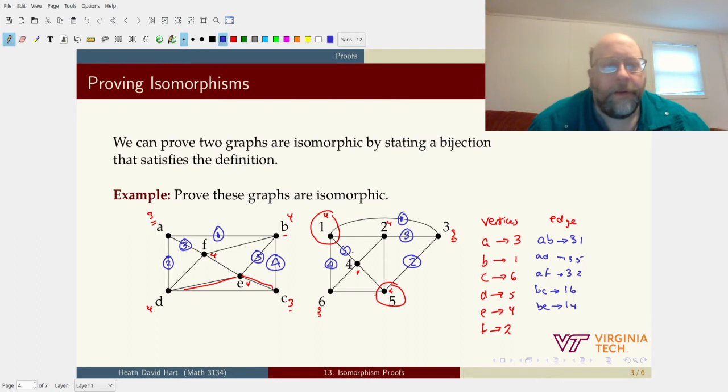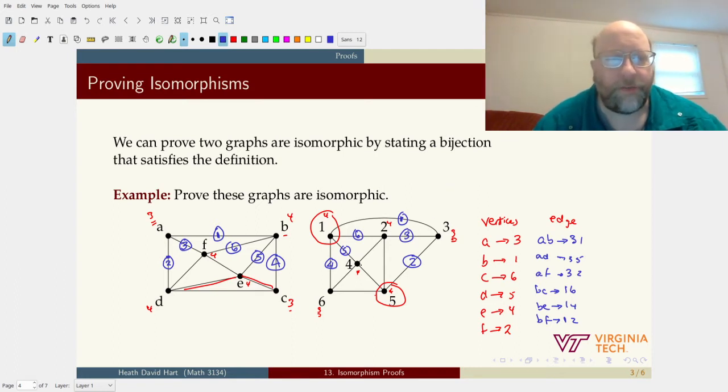All right. I have an edge from B to F. So this will be my 6th edge, B to F. B goes to 1 and F goes to 2. Okay. So let's see if we can find 1 to 2. That's actually right there. That's easy. That's edge number 6.